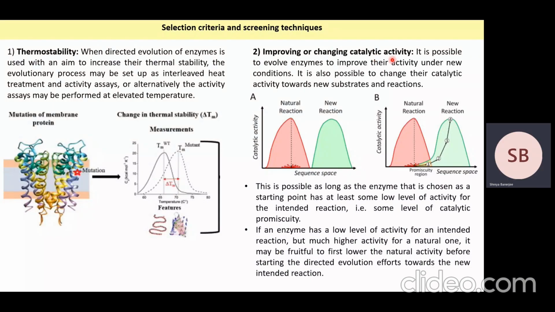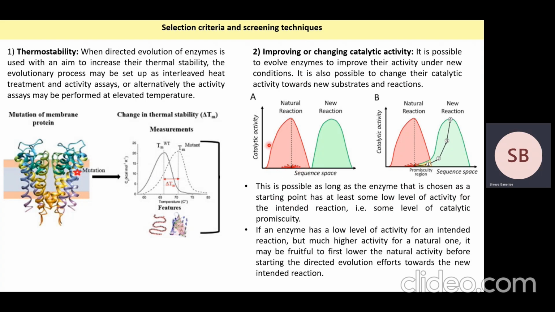The next is improving or changing catalytic activity. It is possible to evolve enzymes to improve that activity under new conditions. It is also possible to change that catalytic activity towards new substrates and reactions. This is possible as long as the enzyme that is chosen as a starting point has at least some low level of activity for the intended reaction. That is, some catalytic promiscuity.